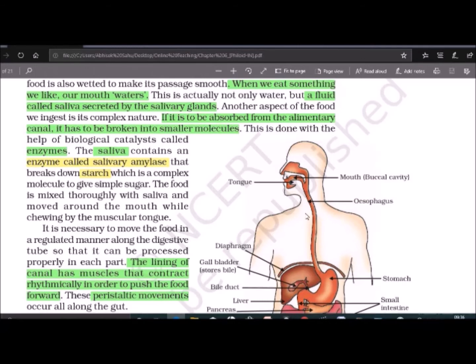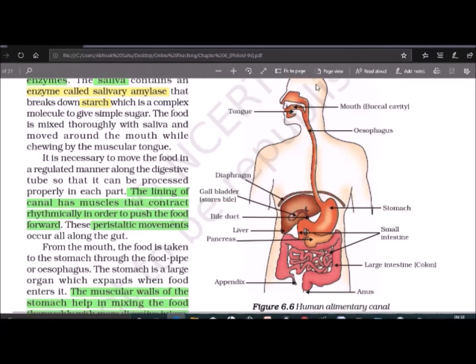As I have mentioned, the oral cavity consists of teeth, a muscular tongue and salivary glands. So what do you mean by salivary gland? The salivary gland helps in the production of saliva, a watery secretion that contains 98% water and many other constituents like mucus, salivary amylase, etc. The saliva contains an enzyme called salivary amylase that breaks down starch, which is a complex molecule, to give a simple sugar.